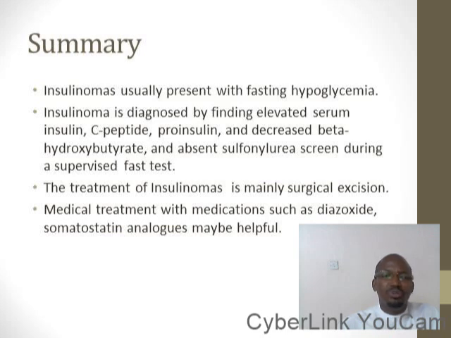The treatment of insulinoma is mainly surgical excision. However, medical treatment with medications such as diazoxide and somatostatin analog may be useful, especially in those that have inoperable tumor or cannot withstand surgery.